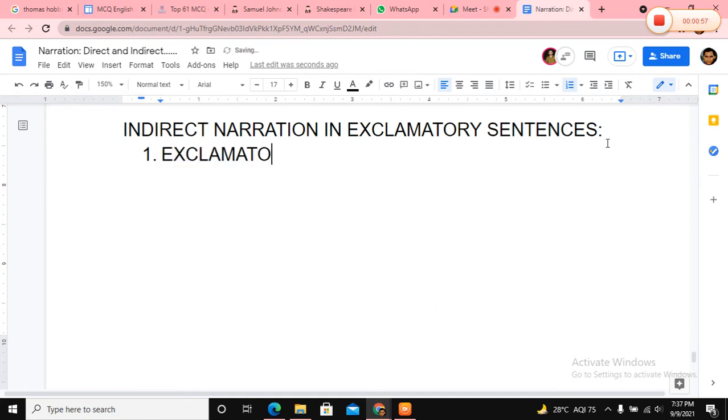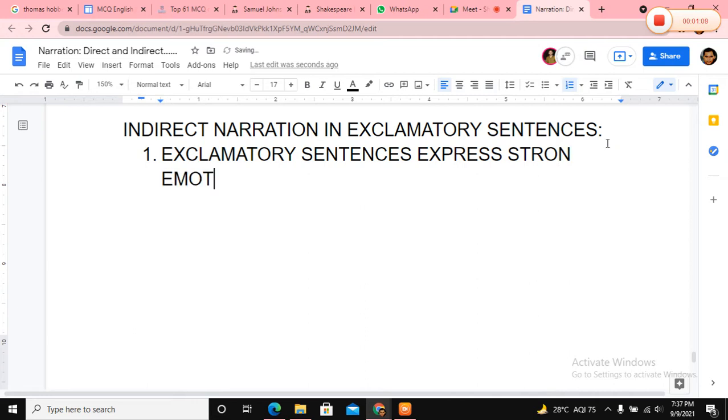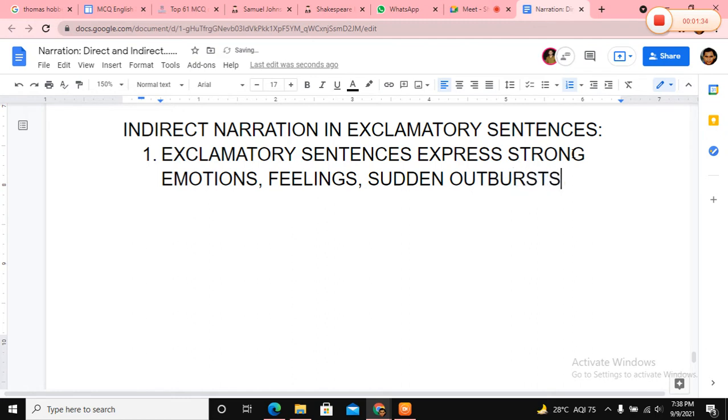Exclamatory sentences express strong emotions, feelings, commands, sudden outbursts, or wishes, etc. I have included wishes in it, because I will not tell you separately about optative sentences. We are including optative in it.